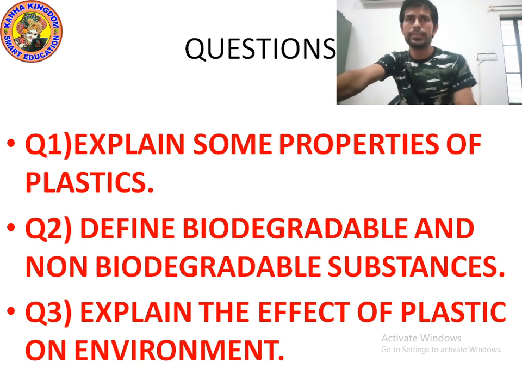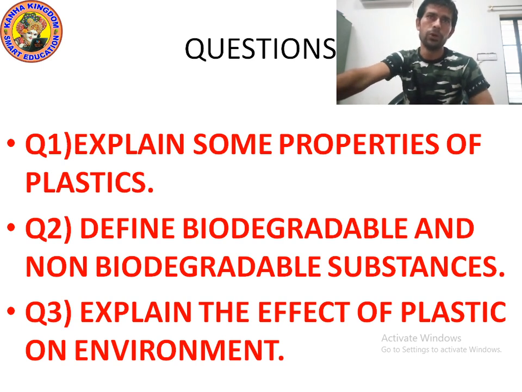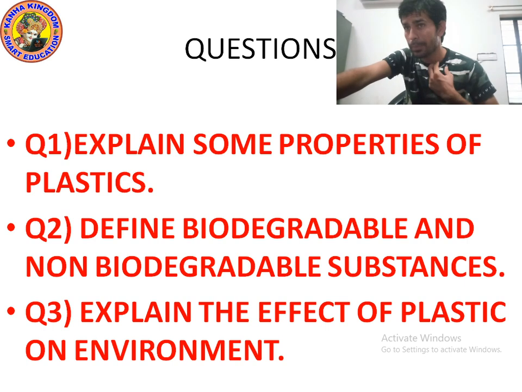Okay kids, as you can see the question: explain some properties of plastic. First property is plastic is non-reactive. Metals like iron get rusted when left exposed to moisture and air, but plastic does not react with water and air. That is why it is used to store various kinds of material, including many chemicals.